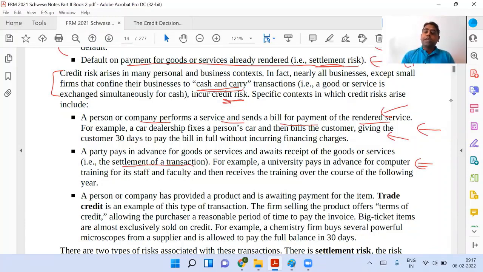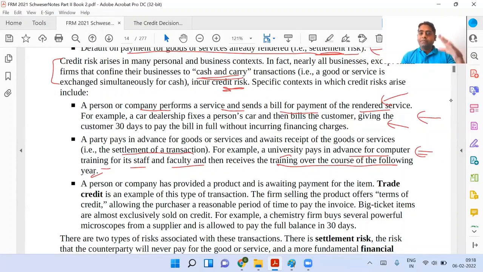Okay, so when you pay and you await the goods and services, you face the risk that there can be a situation where the company, my counterparty or my vendor, might not deliver properly. For example, a university pays in advance for computer training for its staff and faculty. This is training over the course of the following year. When you have paid already and you are expecting the service to be delivered, there is obviously a credit risk involved in the entire process.